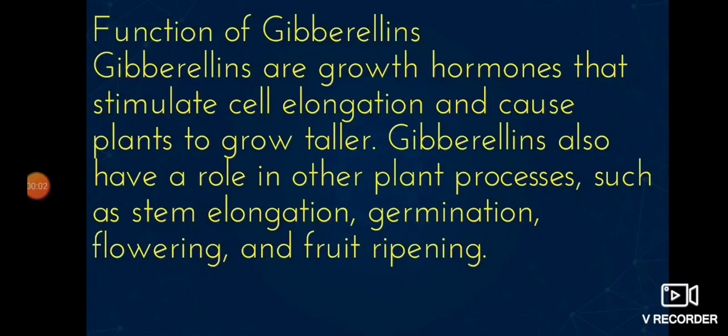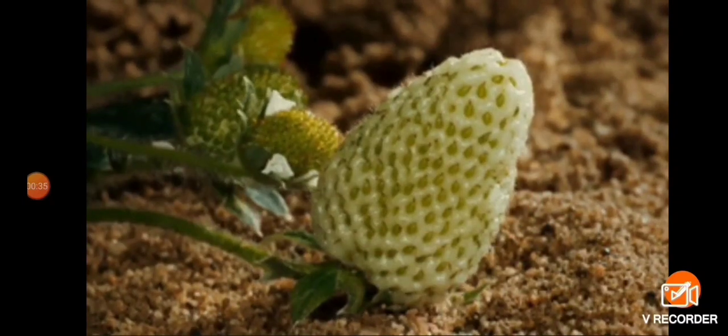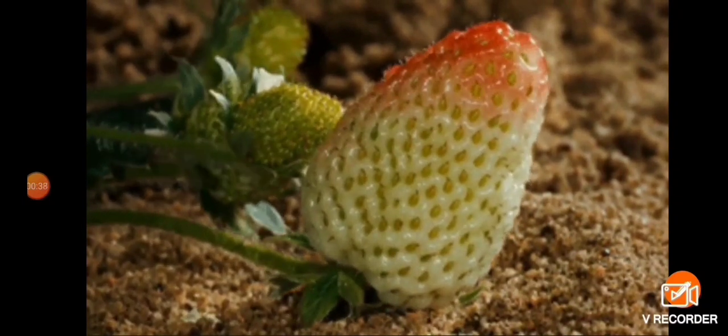Next hormone is gibberellin. It is also a growth hormone, just like auxin. It makes the plant grow tall. And apart from that, it has so many processes like stem elongation. You can just guess where it is concentrated. Gibberellins are concentrated in the nodes where new leaves are formed. It even increases the length of the stem. Apart from that, it helps in ripening of the fruit. Okay, it induces the fruit to ripen.